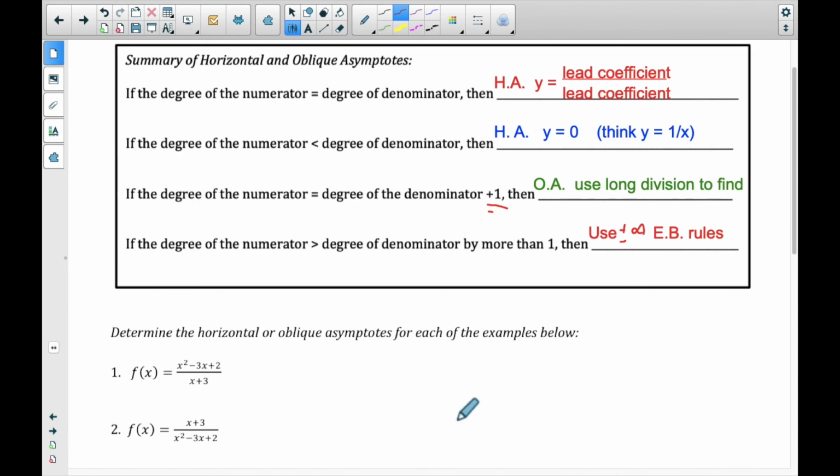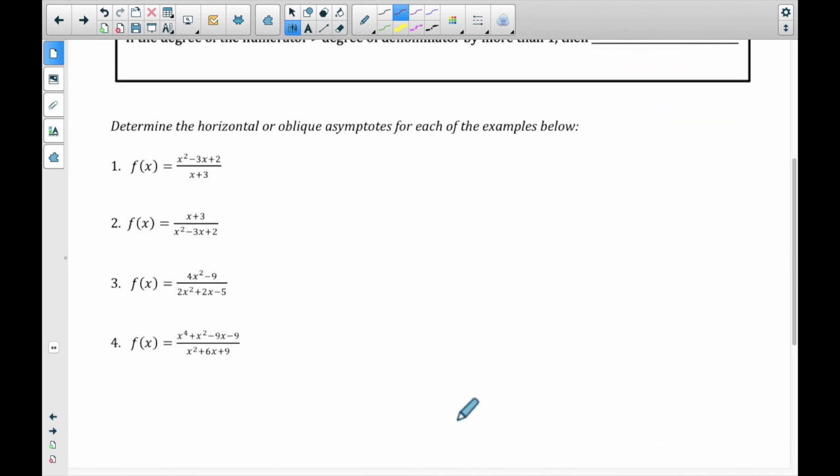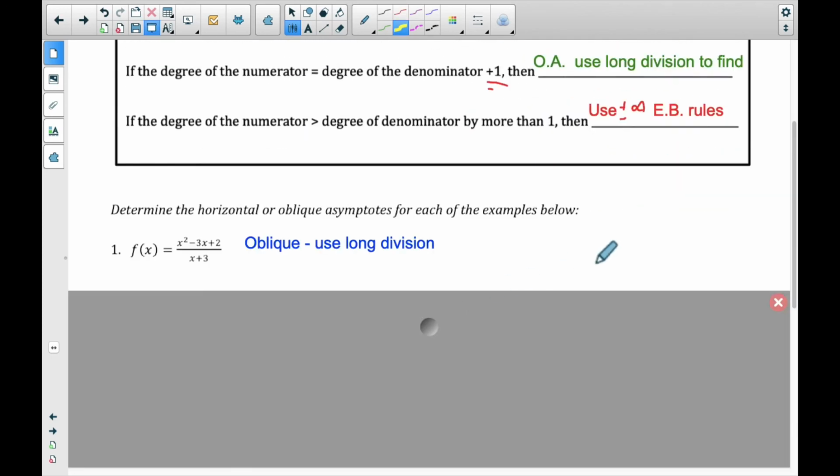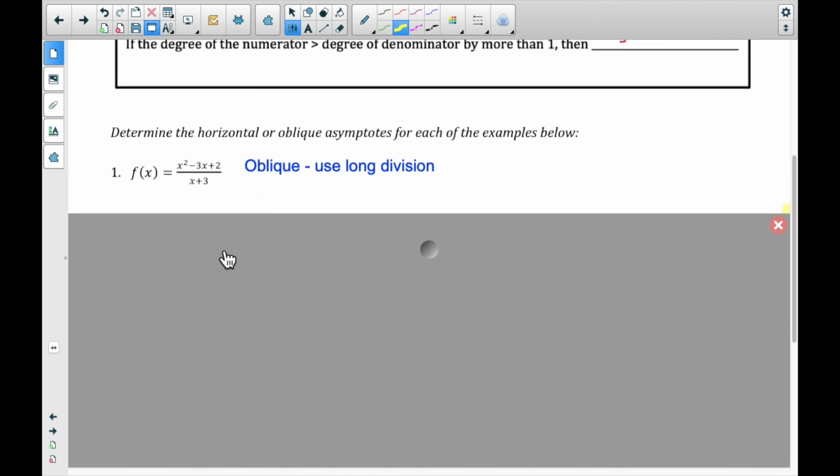Let's take a look at 4 examples and how those play out. So take a second, look at these 4 examples, and think of which one is which. You might even pause it here to see which one is which. Okay, if we look at these 4 examples, the first one is the numerator is 1 degree higher. When it's 1 degree higher, that's when you use long division. That's going to give you an oblique asymptote.